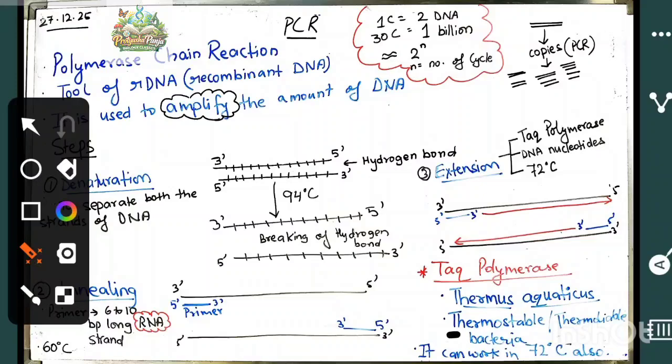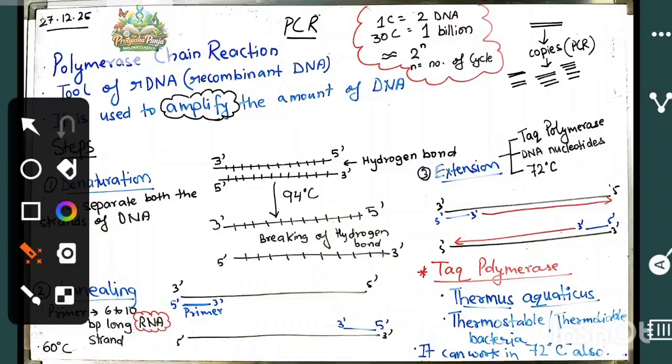Taq polymerase is a thermostable enzyme, and it is acquired from an organism called Thermus aquaticus. This is a very, very important topic. Please make sure you mark it. Taq polymerase is acquired from an organism known as Thermus aquaticus, and it is a thermostable enzyme. It can work very nicely and very efficiently at 72 degrees Celsius.